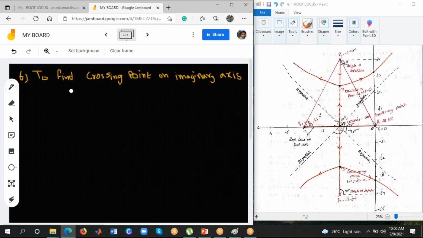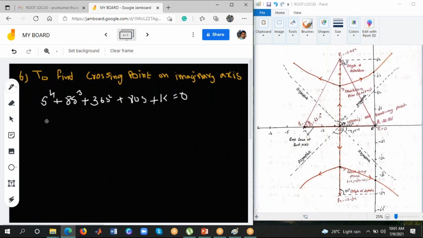So to find the crossing point on the imaginary axis, first I am going to consider the characteristic equation: s power 4 plus 8s cubed plus 36s square plus 80s plus k equals 0. Students, don't leave the group. Okay, just listen to this one.